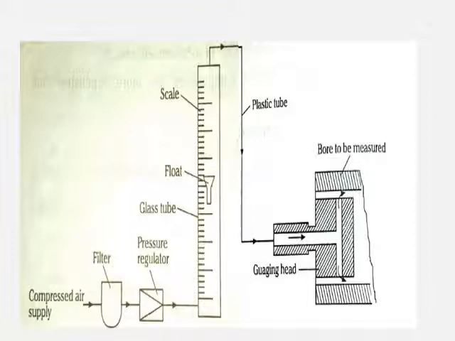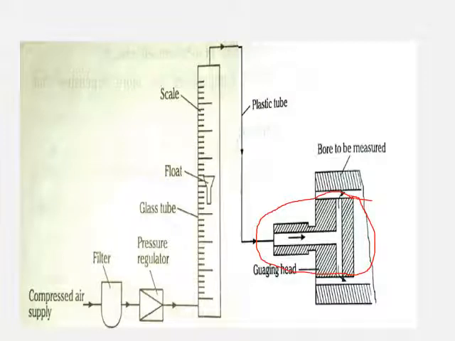The float can move either upwards or downwards on the scale, and then it is connected to the gauging head with the help of a plastic tube. The gauge head is nothing but this section which is inserted into the bore for which the diameter has to be measured. This is the gauge head.